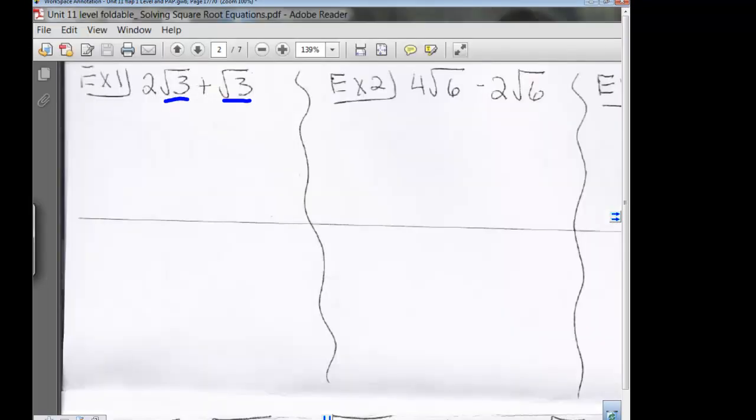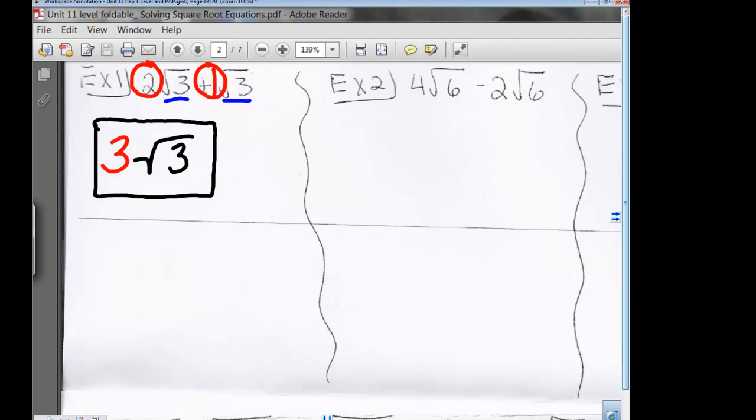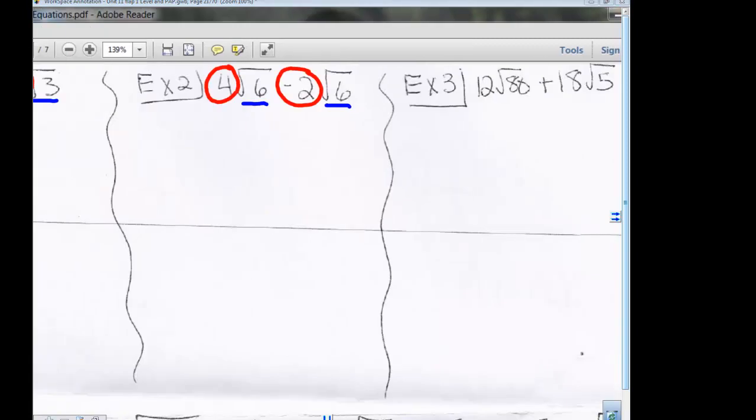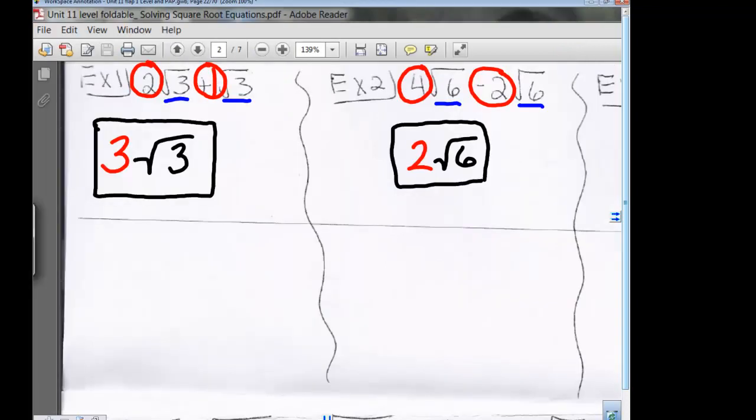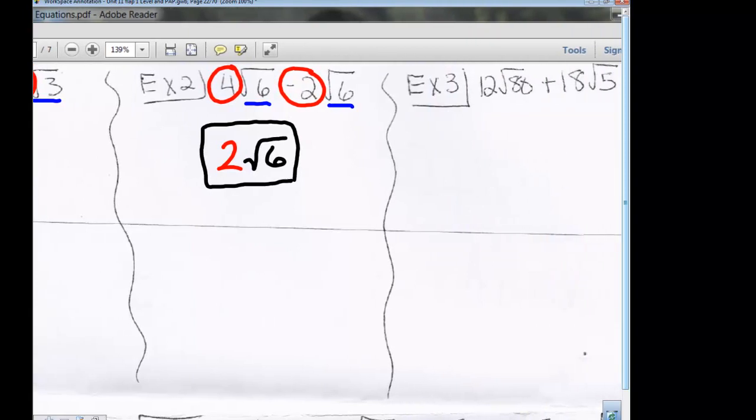Let's look at example 1. In example 1, the like terms are square root of 3 and square root of 3. There's an understood 1 in front of the square root of 3. So we just add the 2 plus 1 together, and we get 3 times the square root of 3. Example 2. The square root of 6's are like terms, so we combine the coefficients in front. Our answer is 2 times the square root of 6.